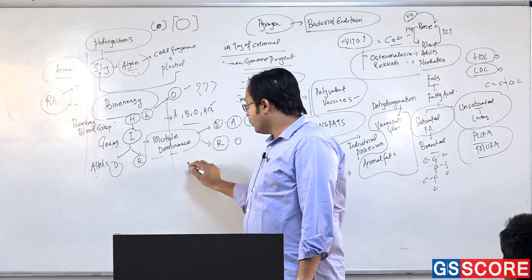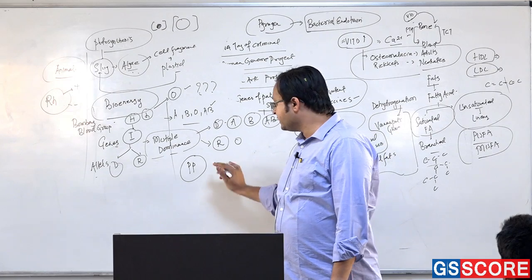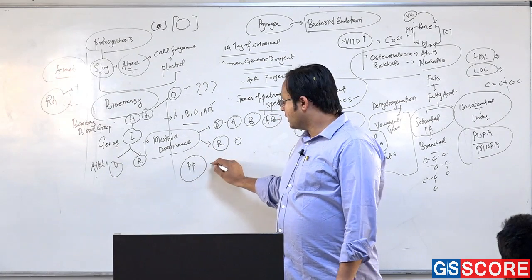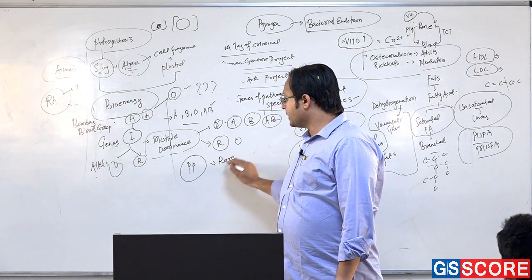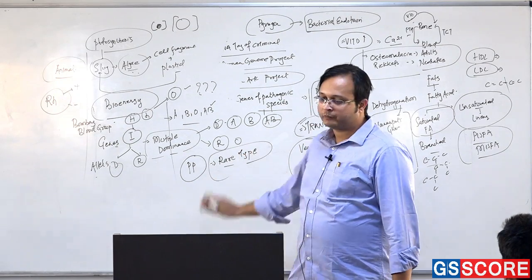Apart from this, one more type of genotype has been seen right now, which is P null, right? This is a rare type of genotype which is being seen right now. That's why it has been in the news, right?